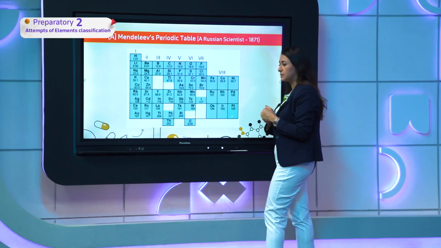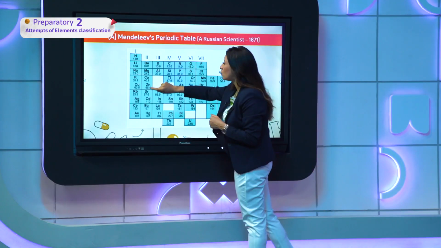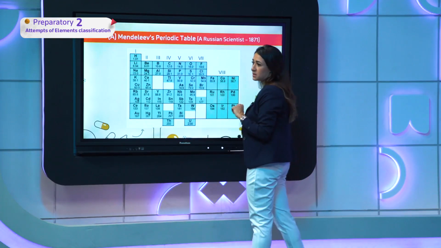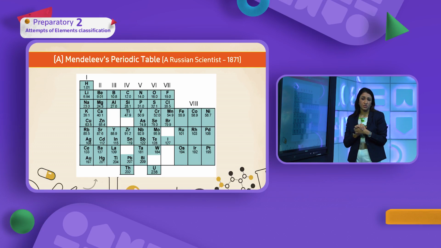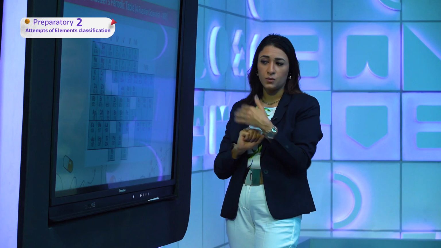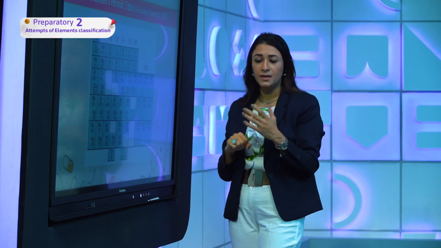طب عمل ايه تاني؟ He had to place more than one element in the same space. طب why؟ هل تفتكر ده advantage ولا disadvantage؟ This is totally a disadvantage. طب ليه؟ Because he had to deal with something called isotopes. And we will know what's meant by isotopes later on.